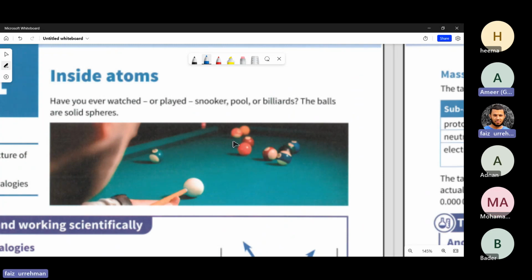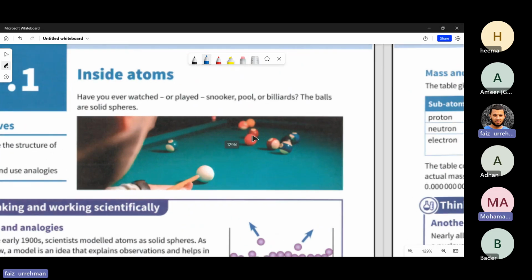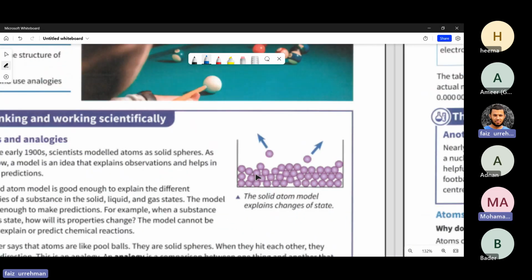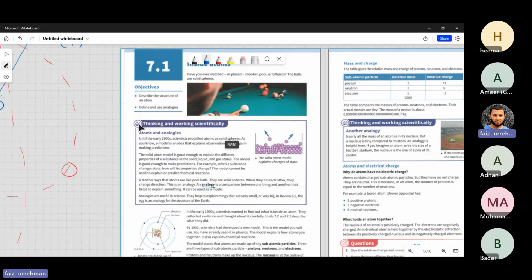Like they have showed you that when this white ball hits the other colored balls, the colored balls move in different directions, depending on the speed and the angle. The same happens with the atoms. When atoms hit each other, they move in different directions. That's what they are explaining to you here.